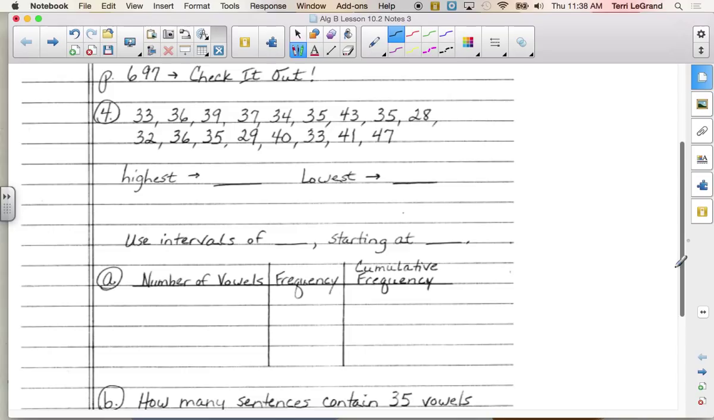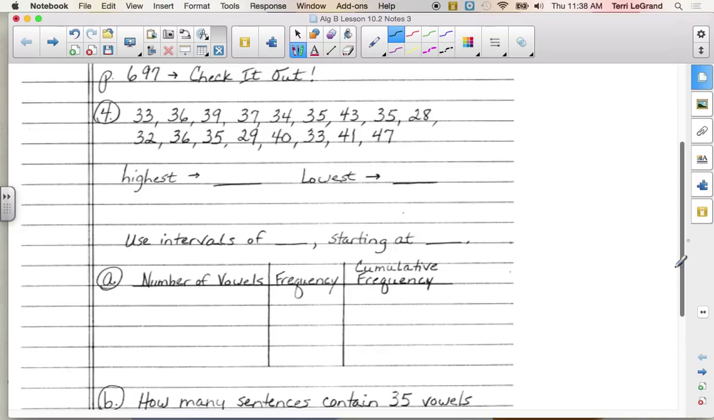So on page 697, this is from the check it out problem. Would you go to page 697, first of all? Let's see what this data is about. I wrote it down for us already. We're doing check it out problem number 4, and these are vowels in the sentences. Every sentence, the vowels were counted from a short essay.